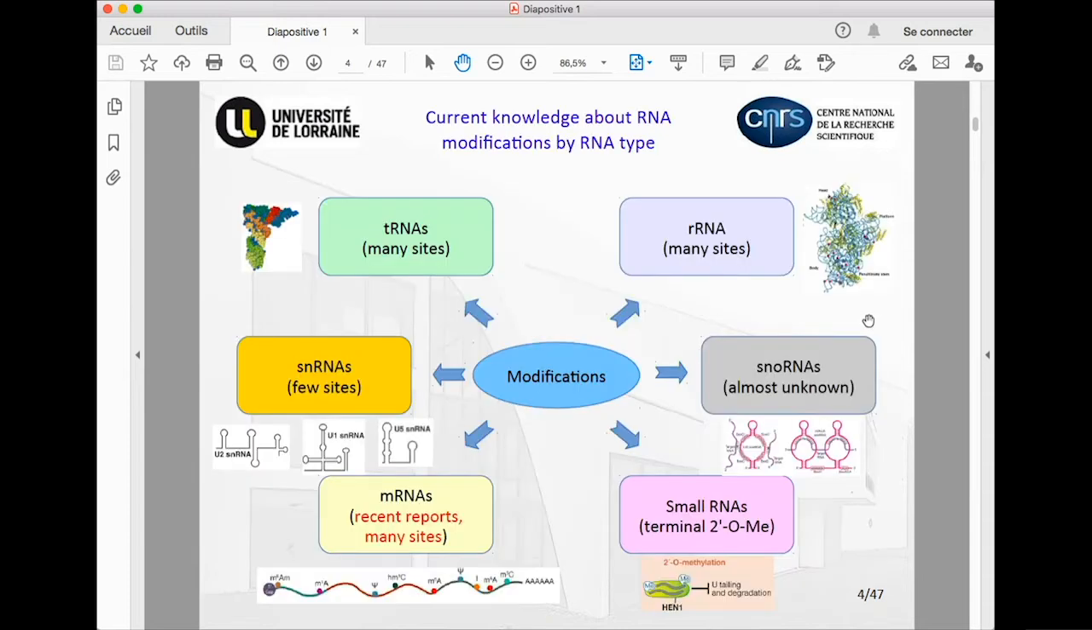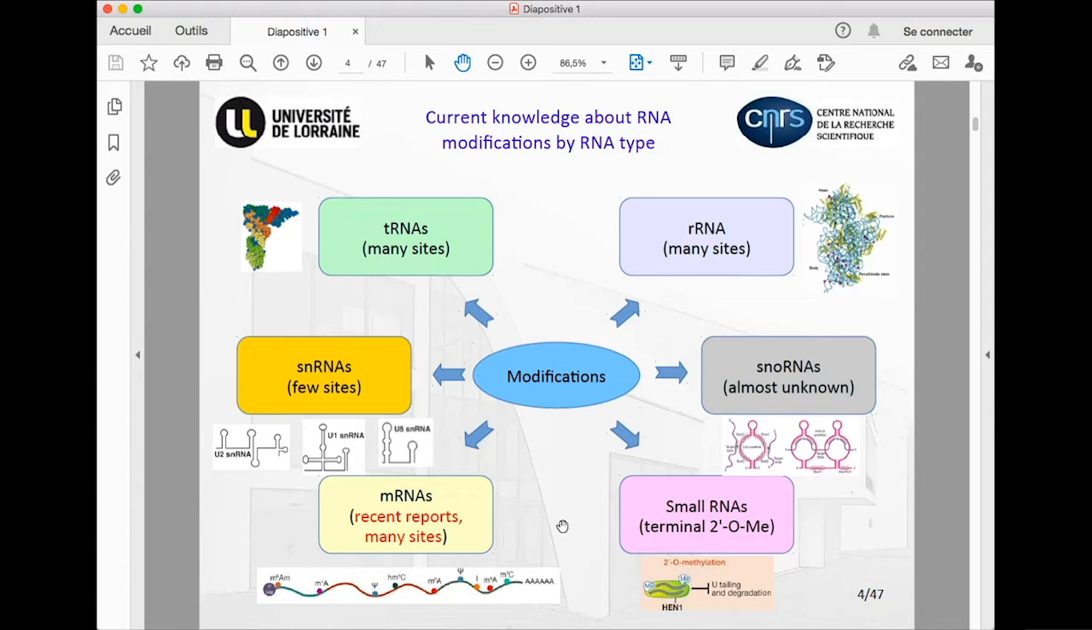What do we know about the presence of RNA modifications in different RNA classes? Of course, tRNAs and ribosomal RNAs were massively studied in the 70s and 80s, but this information is only available for a limited number of model organisms like E. coli, Saccharomyces cerevisiae, human, Arabidopsis, and some others. Small nuclear and small nucleolar RNAs were also analyzed, but few sites of modification were found, and again, like for tRNA and ribosomal RNA, this information is only accessible for a limited number of organisms.